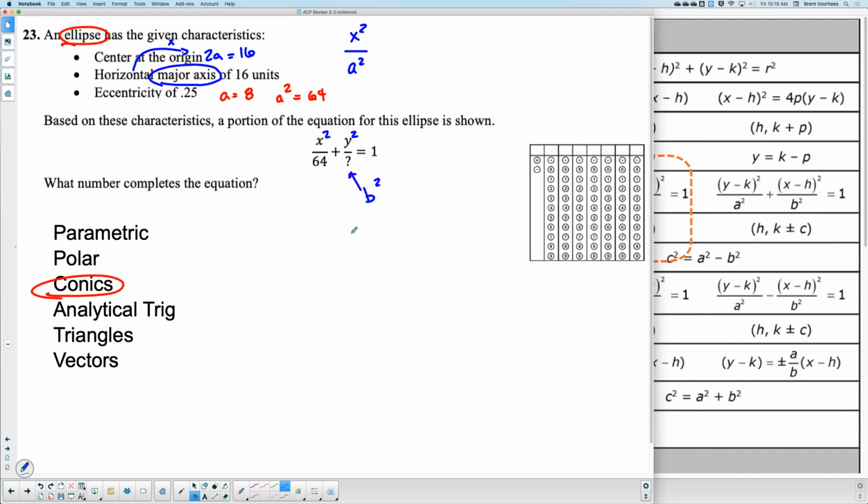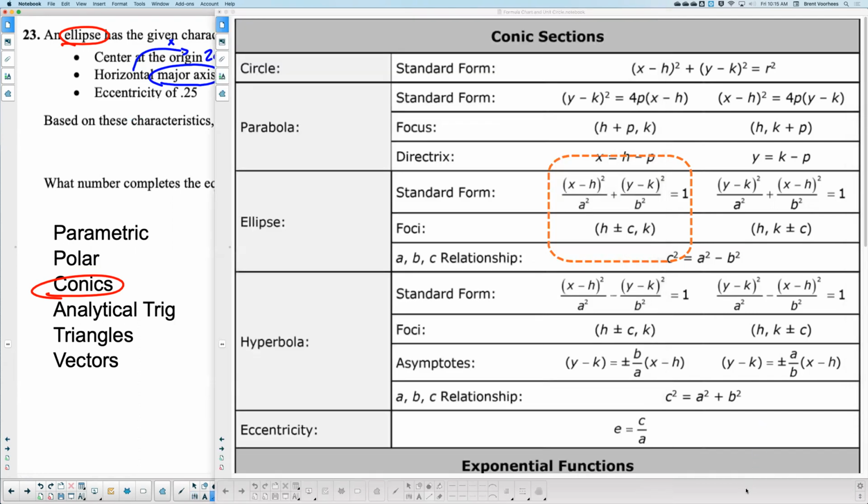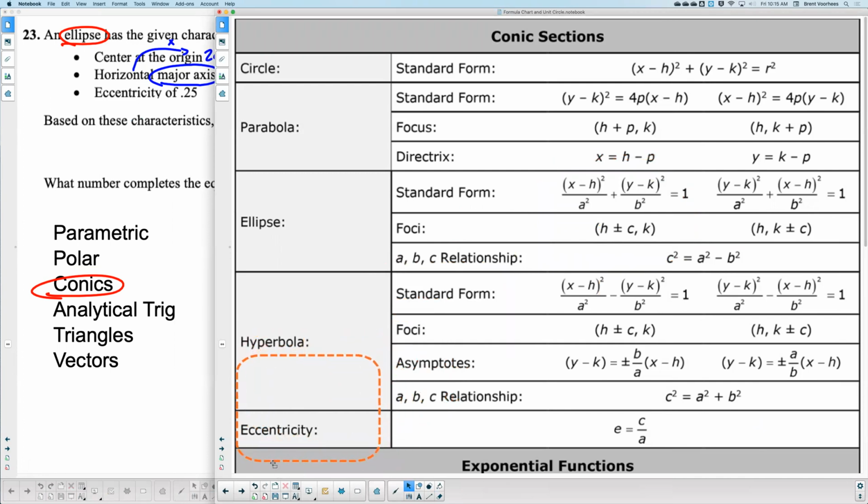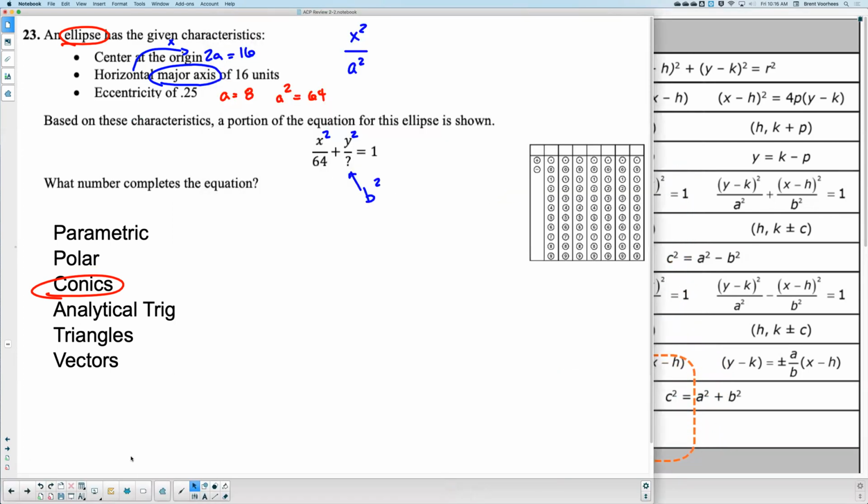What is b squared? They say the eccentricity is 0.25. Is that a memorization word? No. What is eccentricity? Look on the formula chart. Eccentricity is down here on the formula chart. The formula says it is C over A. So eccentricity is E equals C over A.